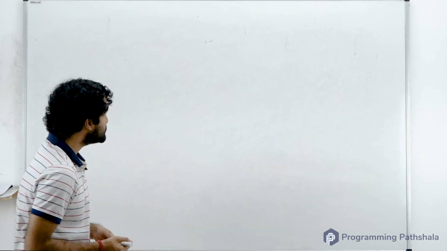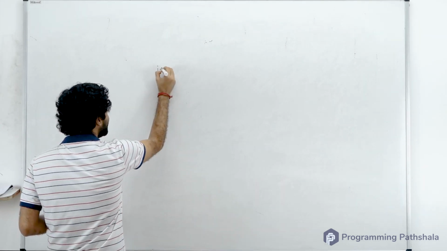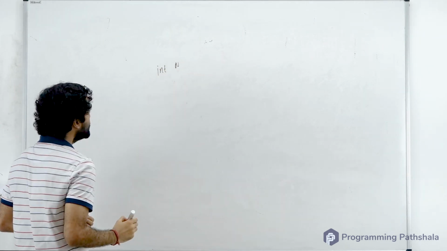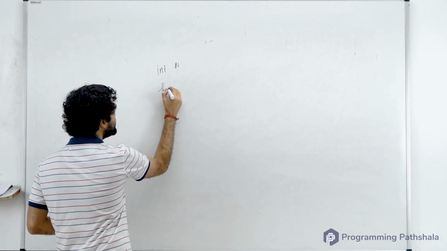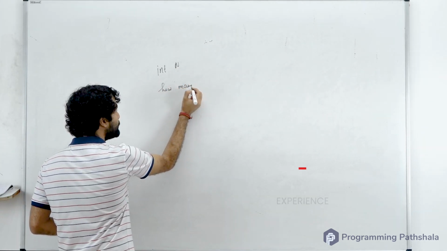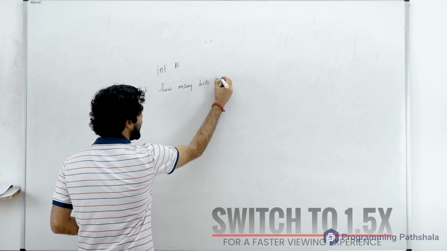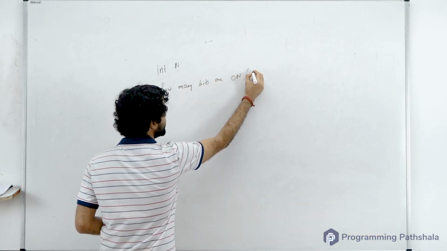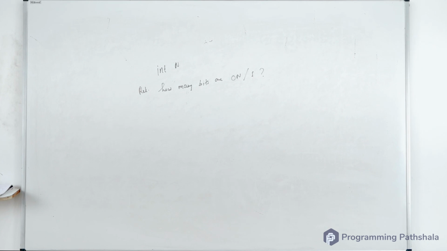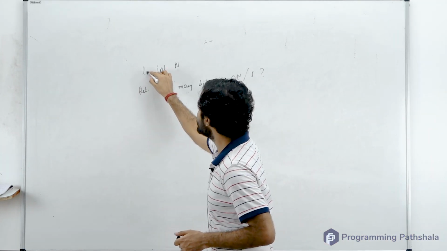Okay, so the question says that you will be given an integer n, and you have to check how many bits are on. On means 1. In how much time can you solve this question if this is a long integer?